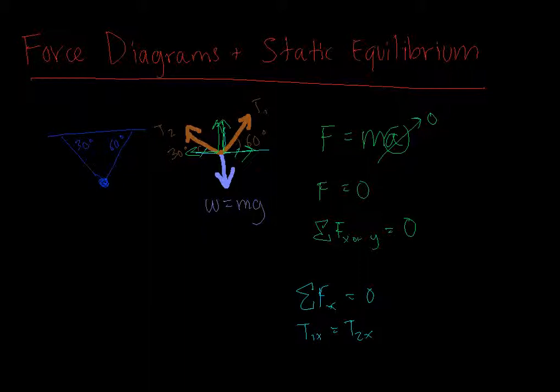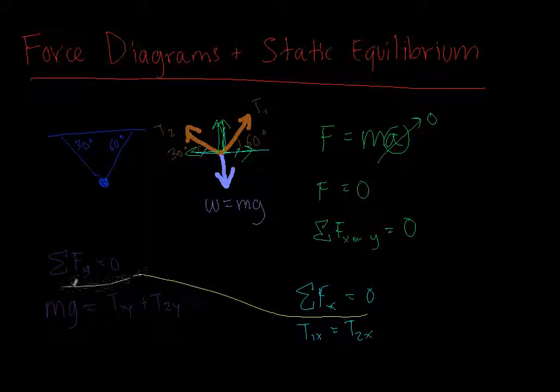Now let's look at the vertical forces. We have mg here, and we have the two vertical forces from the tensions here. Now, since the net force of y equals 0, then we know that mg equals T1y plus T2y. Now with these two systems of equations, then we can solve for the forces that are acting upon the ball. The important thing to remember here is that in static equilibrium, the x's cancel out and the y's cancel out.